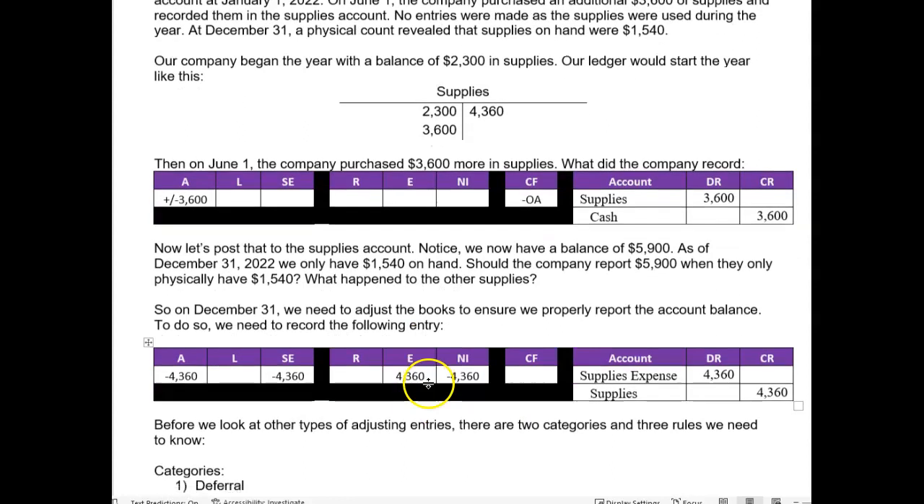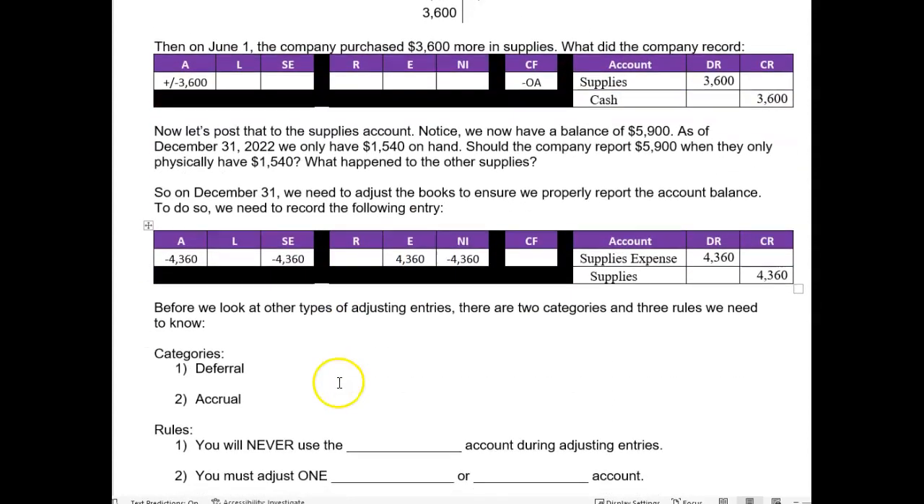All right, now we will look at several different types of adjusting entries in future videos here. That's the only one for today, just to give you that introduction. But all of our types fall into two categories, and there's three rules that you have to follow. And if you don't follow those three rules, you know you're wrong when you're doing an adjusting entry within a company. The categories, one are deferrals. Deferrals means to push off, basically.